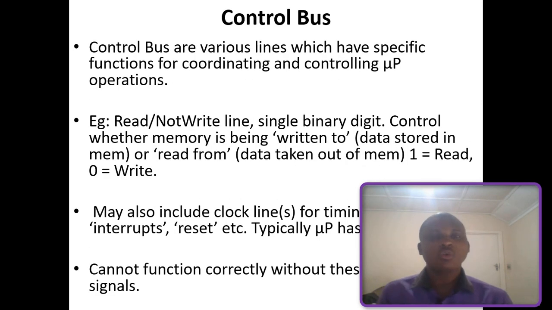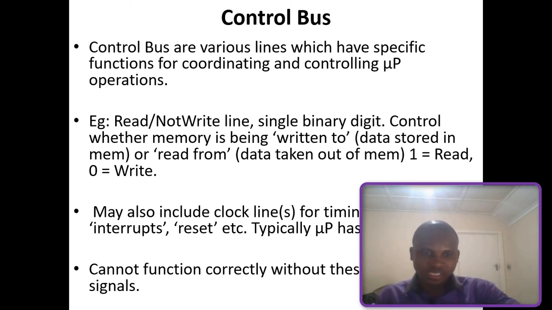And then the control bus. Last, the control bus, guys, consists of various lines which have specific functions for coordinating and controlling microprocessor operation. This one sends the signal to control the operations of the microprocessor. For example, for a read, there will be a not-write line, a single binary digit control showing whether memory is being written to, which is data being stored in memory, or read from, which is data taken out from memory. That's where the control bus came into place.